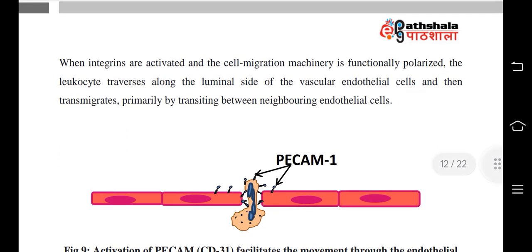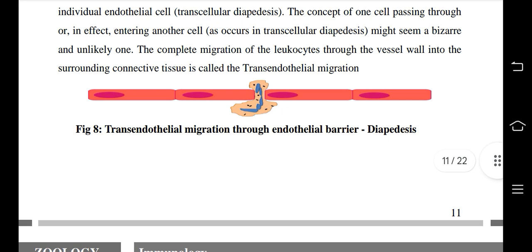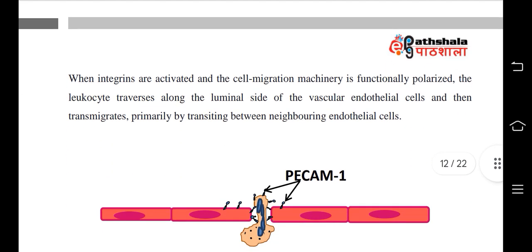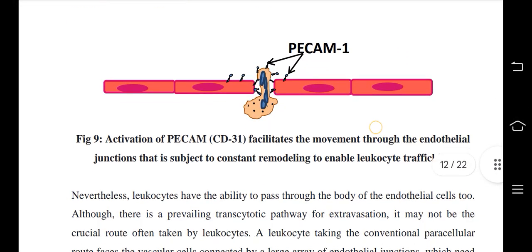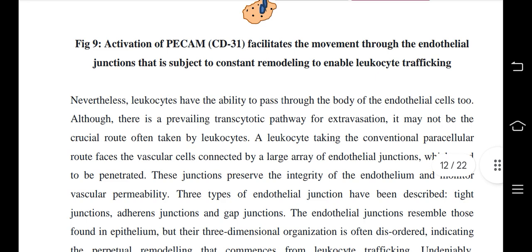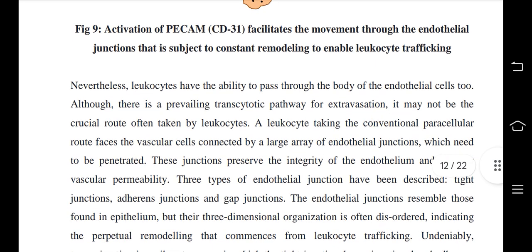When integrins are activated and the cell migration machinery is functionally polarized, the leukocyte crawls along the luminal side of the vascular endothelial cells and then transmigrates primarily by transiting between neighboring endothelial cells. PECAM: activation of PECAM CD31 facilitates the movement through the endothelial junctions that are subject to constant remodeling to enable leukocyte trafficking.